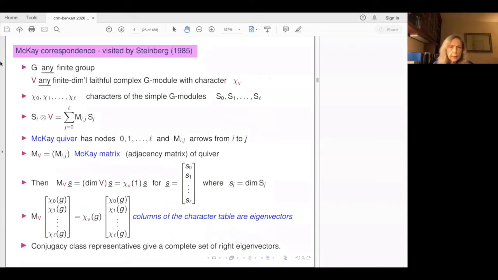So I should say something about this word faithful up here. This just ensures that as you take repeated tensor products with V, you end up with all the simple modules. Now, you don't necessarily have to assume faithful. It's just that then your quiver will not be connected. We'll have connected components, but everything else is fine.